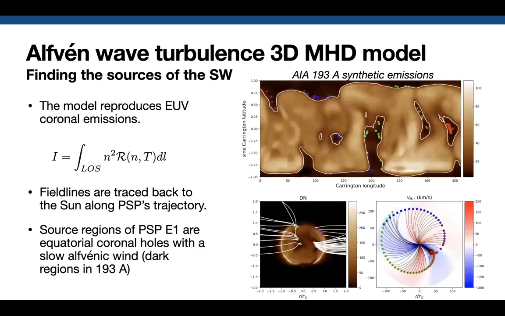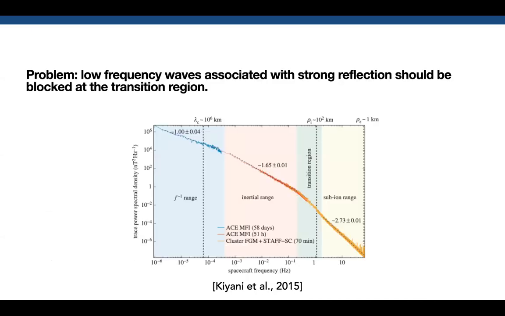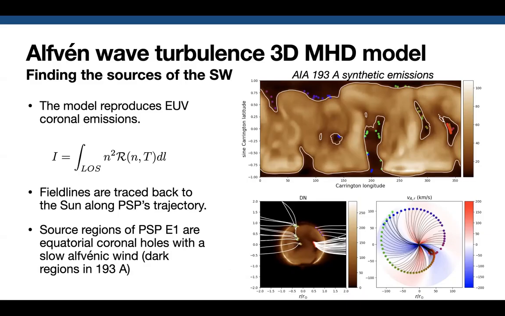Okay, something else that I did was just to compute the sources of the solar wind with the model. And what you see here is synthetic emissions. So you have dark regions that are coronal holes. And during the perihelion, we had the Parker Solar Probe connecting to this equatorial coronal hole that we see here. And this is consistent with other models like PFSS modeling, for instance. All right. So this is what we can do with the 3D global MHD models.